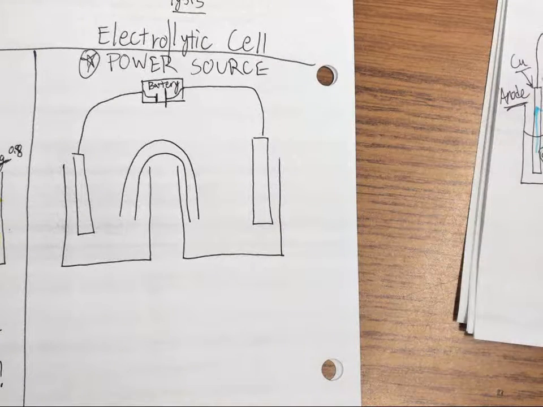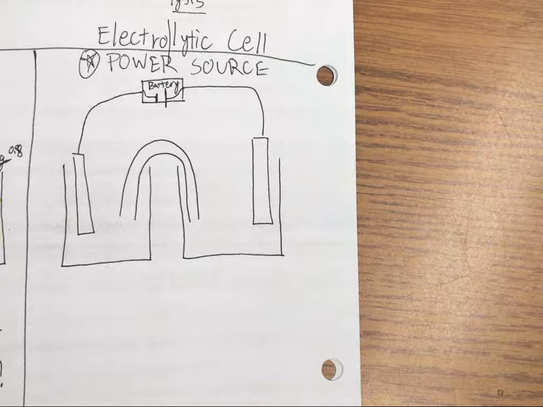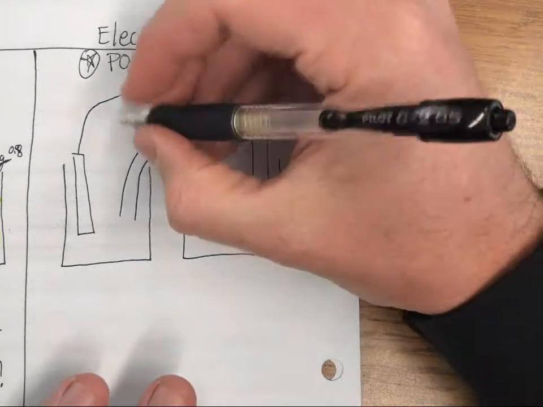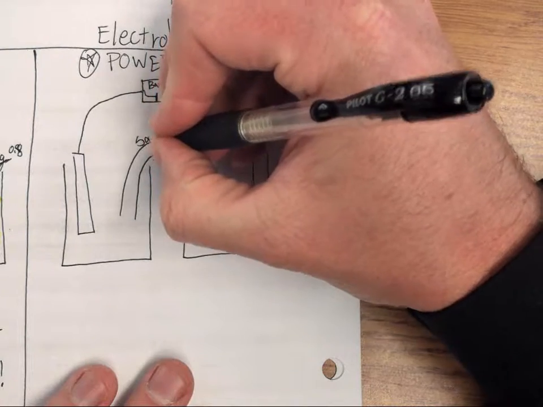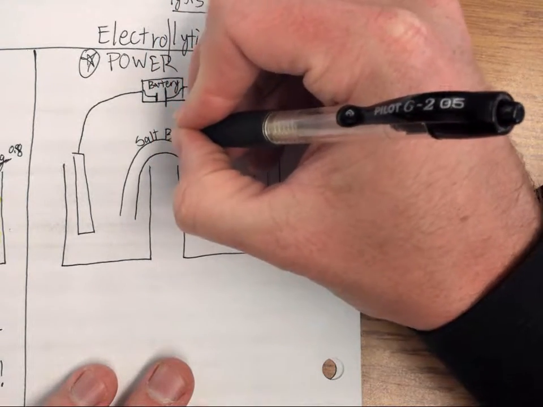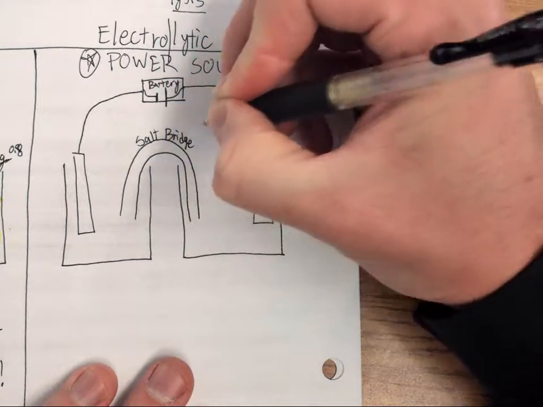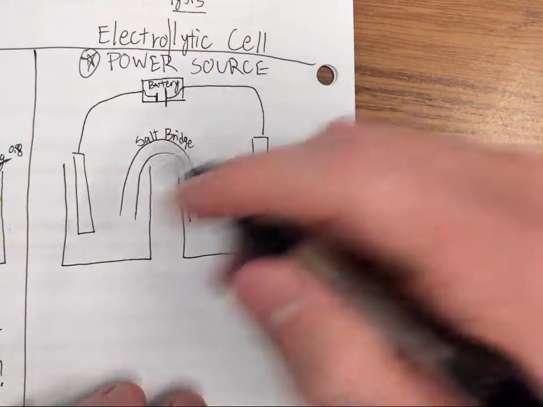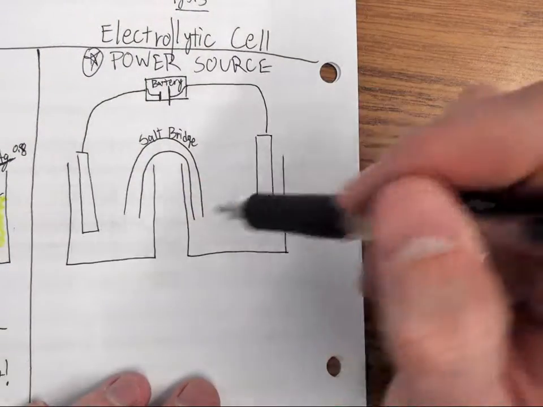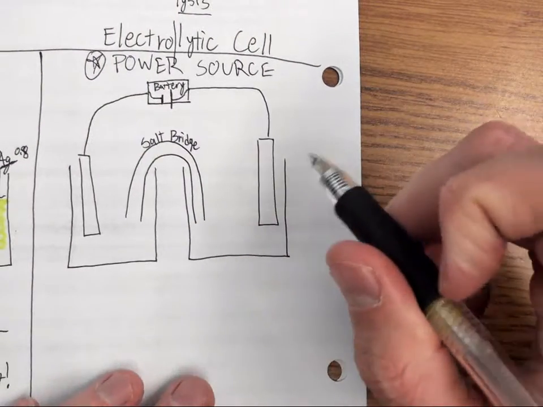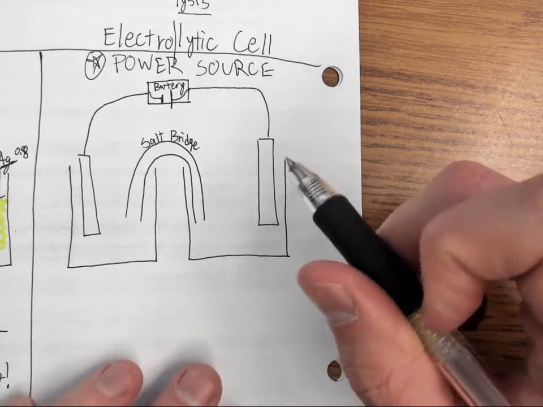So what else do we need? We've got our salt bridge. Did we label that? No. Would we have missed out on that point? Yes, if they ask you to draw it more than once. They're probably only going to have you do one.